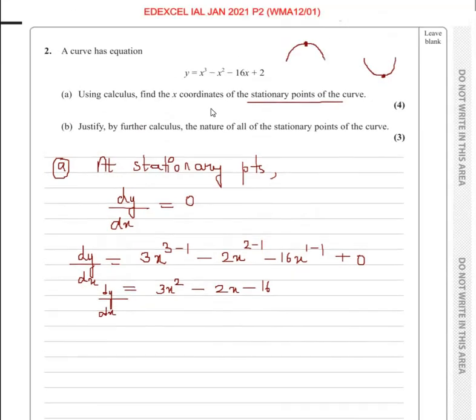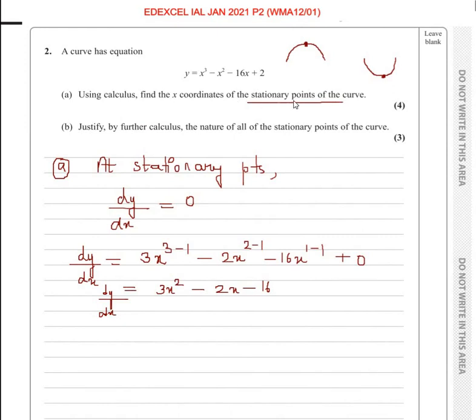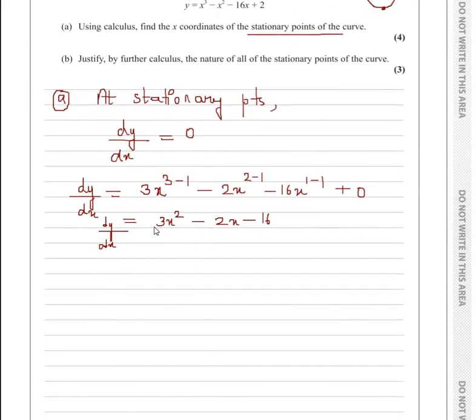Now since they have asked us to find the x-coordinates of the stationary points, we know that at stationary points the gradient dy by dx is 0. So we are going to equate this equal to 0. We get a quadratic equation, 3x squared minus 2x minus 16 is equal to 0. To get the x-coordinates, we have various ways to solve this: splitting the middle term, the quadratic formula, or completing the square. Here I am going to use splitting the middle term.